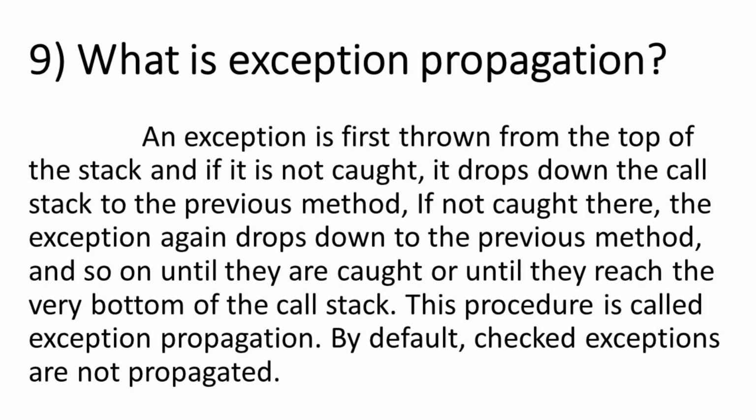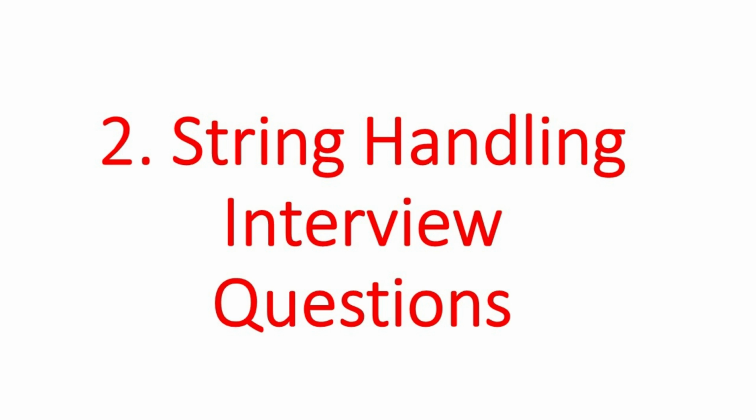What is exception propagation? An exception is first thrown from the top of the stack, and if it is not caught, it drops down the call stack to the previous method. If not caught there, the exception again drops down to the previous method, and so on until they are caught or until they reach the very bottom of the call stack. This procedure is called exception propagation. By default, checked exceptions are not propagated.